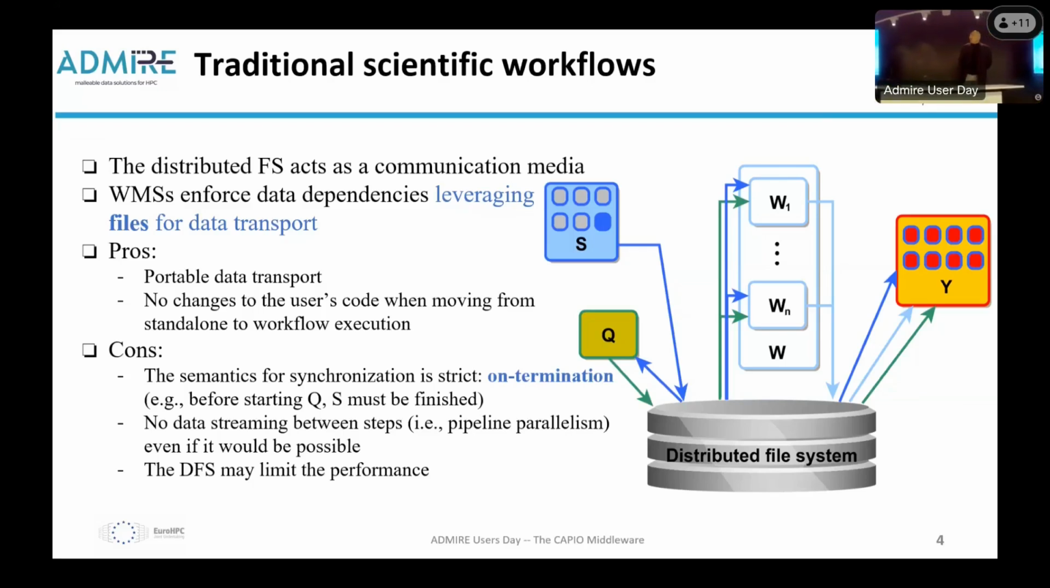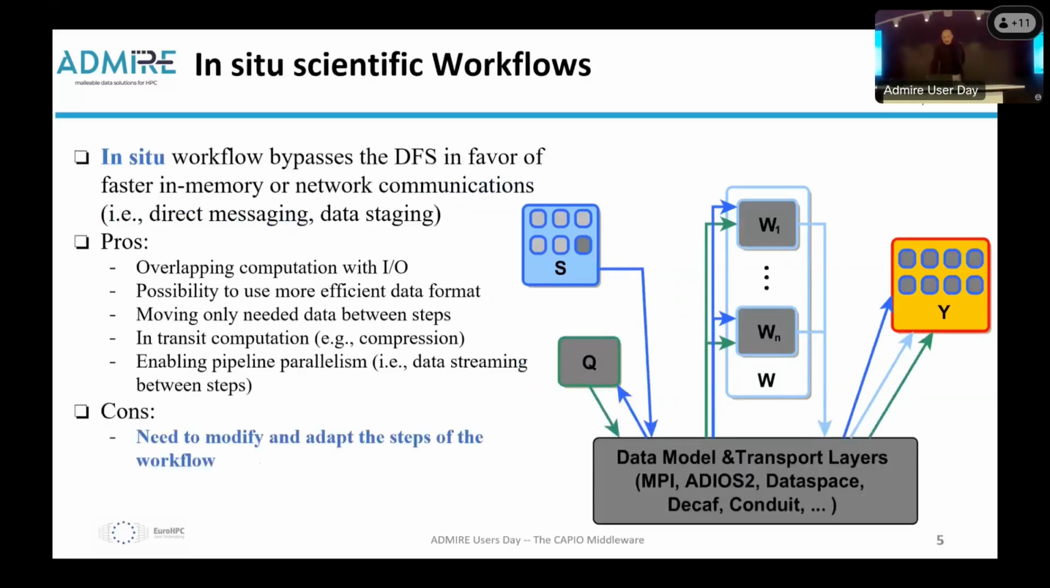An additional point is that here the synchronization between modules is strict. We call it on termination, in the sense that, for example, for the Q step in the picture, we have to wait for the data from S as input. We have to wait until S stops, finishing its execution. So the coordination semantics is quite strict.